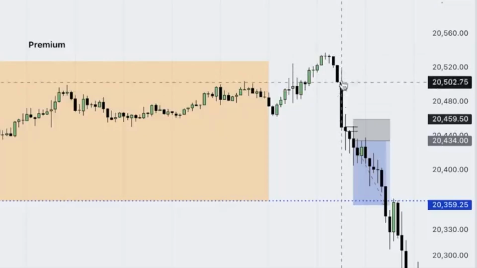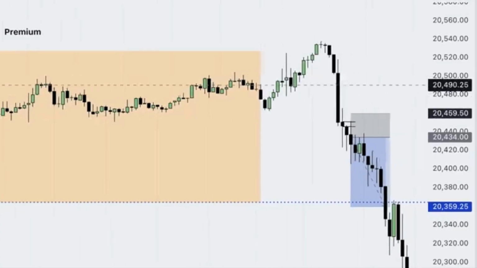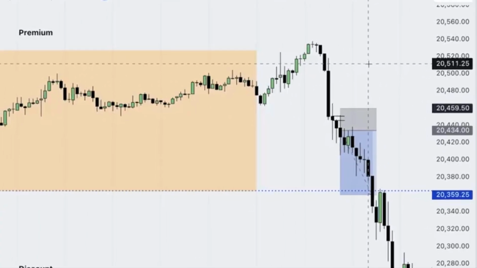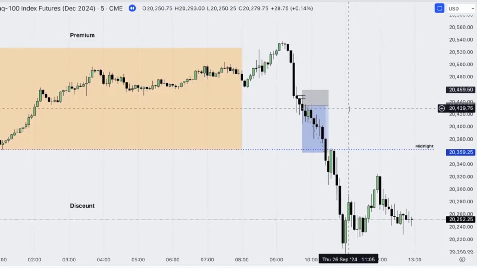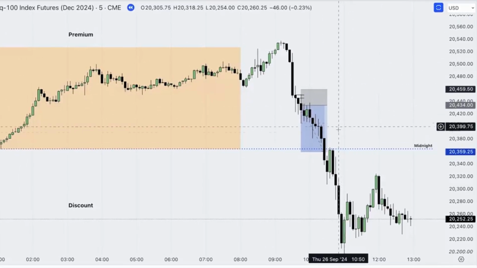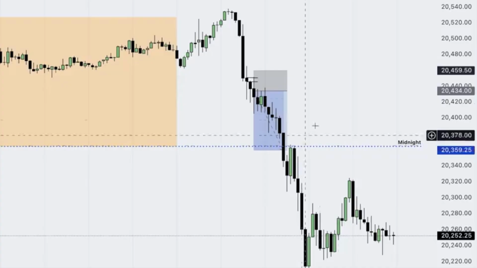9:30 open is right around here, and a lot of people were probably looking for longs. Now, I was not bullish simply because I am using the good rule of thumb that I am in a premium if we're trading above midnight, and we have a 74% chance that we are going to retrace to this price level at some point in the trading session.